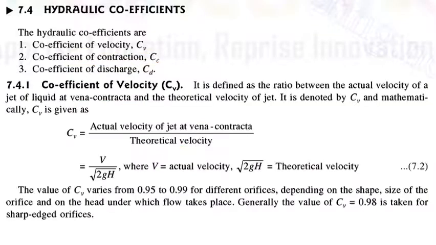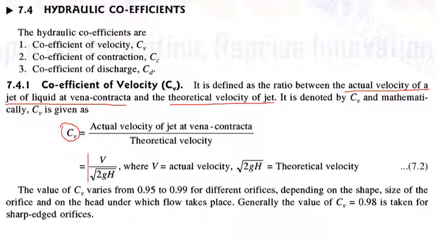Now let's see about the hydraulic coefficients. Coefficient of velocity CV, coefficient of contraction CC, and coefficient of discharge CD. Okay. The coefficient of velocity CV is defined as the ratio between actual velocity of a jet of liquid at vena contracta and the theoretical velocity of the jet. It is denoted by CV. So CV, coefficient of velocity, is equal to actual velocity at vena contracta divided by theoretical velocity. So V by square root of 2gh.